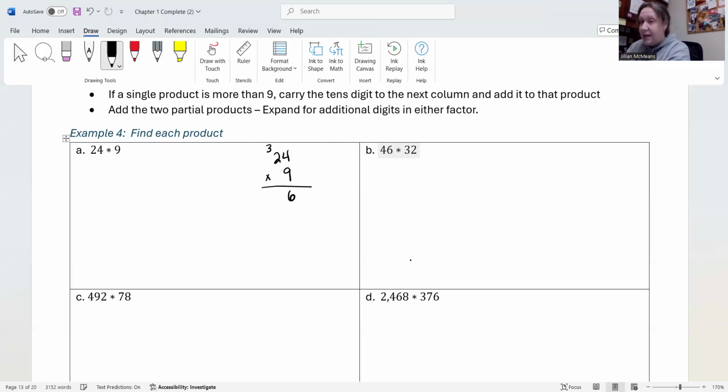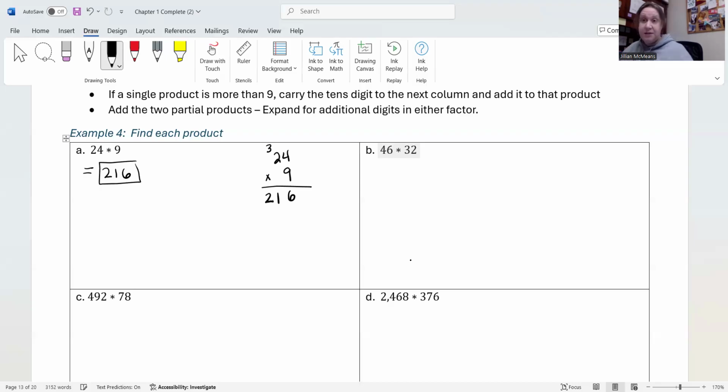And then we add that 3 to the next product. So 9 times 2 is 18, but we want to add the 3. So 18 plus 3 is 21. Since that's our last product, we write out the full 2-digit number. So we would say the product of 24 and 9 is 216.